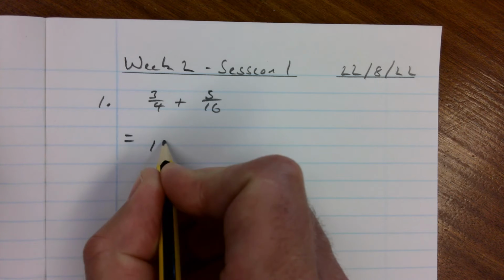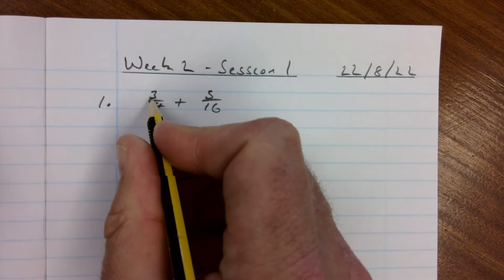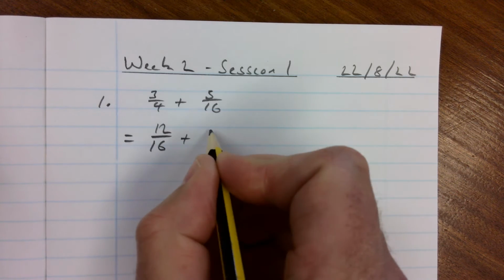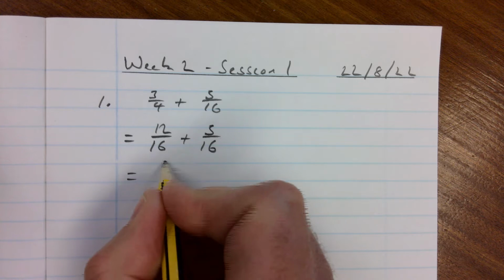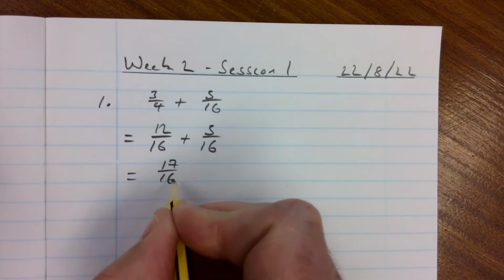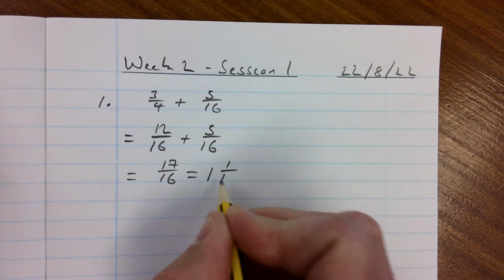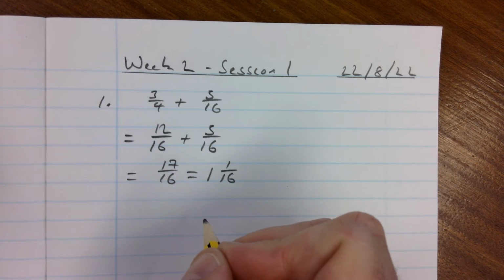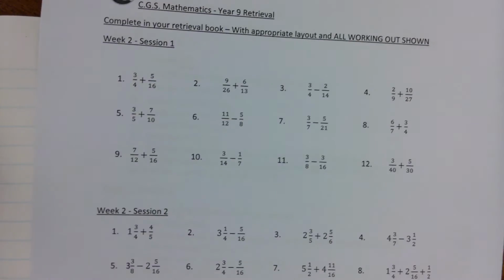So I'm going to change everything to 16ths. 4 times what gives me 16? It's 4. So I times the 3 by 4 to give me 12, plus 5 over 16. 12 plus 5, 17 over 16. And we would write that then as 1 and 1/16. Normally then of course you would go on to question 2, but I'm just going to do the question 1s for us here, just to remind you again about layout.